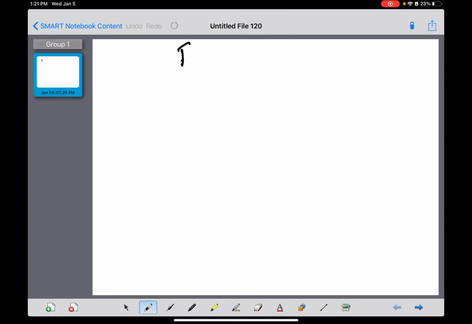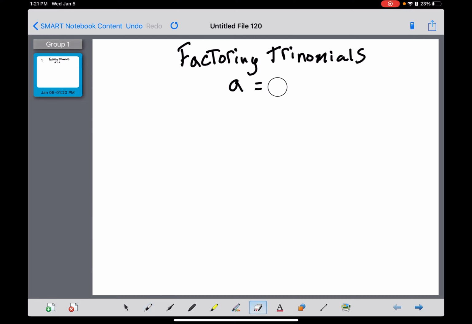All right, today we're going to talk about factoring trinomials where our a value can be anything.